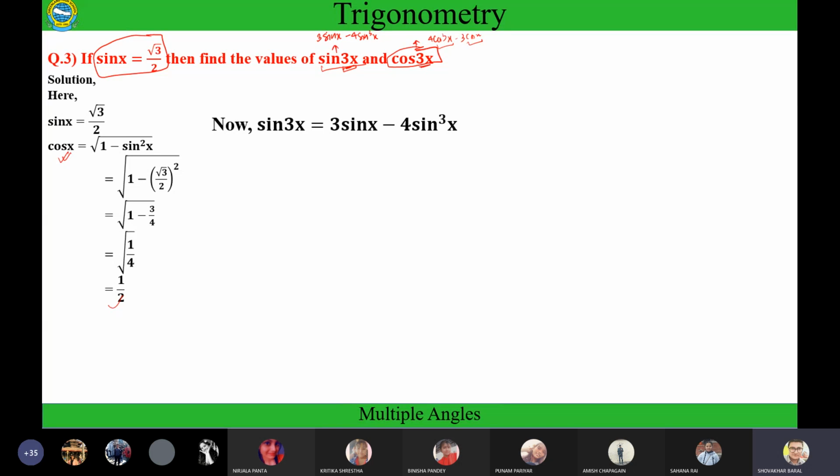Sin 3x is equals to 3 sin x minus 4 sin cube x. Let's replace the values. It is 3 times root 3 by 2 minus 4 times square root of 3 by 2 whole cube. Okay, I'm putting this value inside the bracket since it is cube there. Let's multiply it. 3 square root 3 by 2 minus 4 times 3 square root 3 by 8.